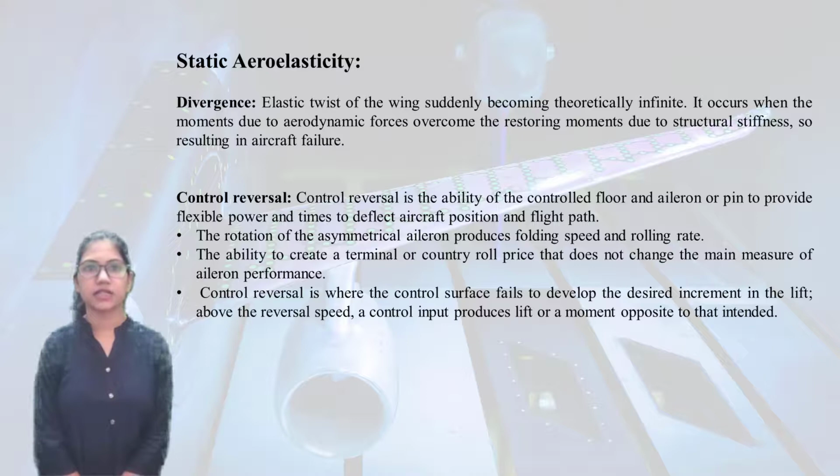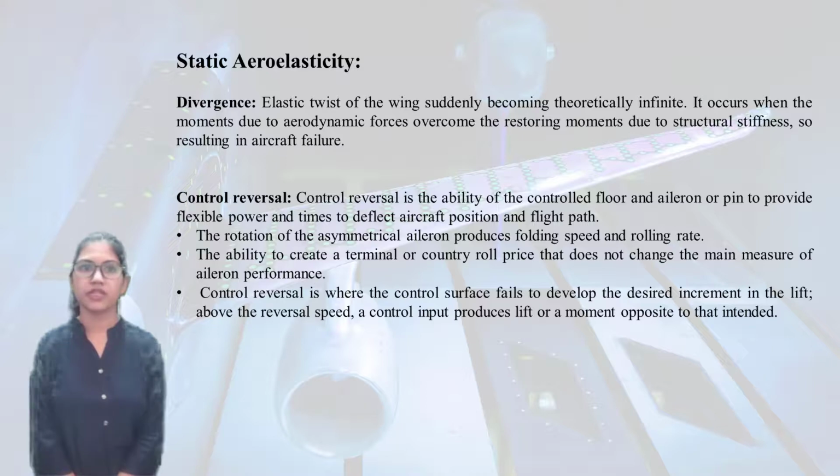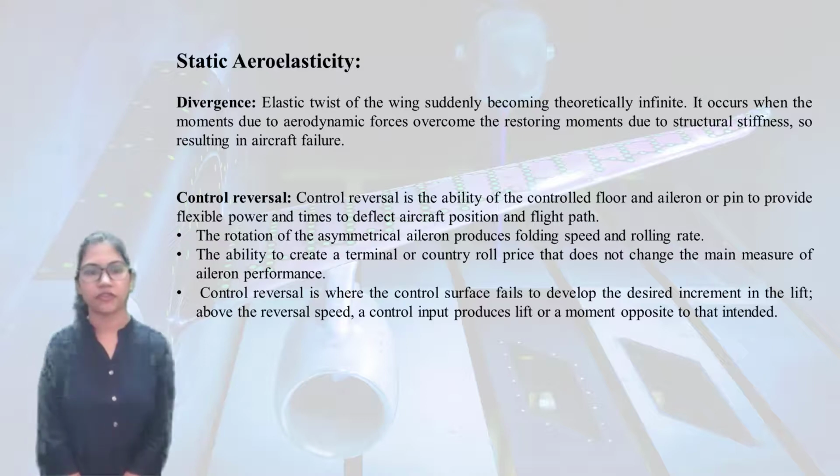Static aeroelasticity is concerned with the balance of steady aerodynamic loads and elastic structural forces. The first static aeroelastic phenomenon is divergence. Divergence is an instability issue. The wing generates more lift due to elastic twist than the structure can resist. For a small input, divergence leads to a large angle of twist. Elastic twist of the wing suddenly becomes theoretically infinite. It occurs when the moments due to aerodynamic forces overcome the restoring moments due to the structural stiffness, resulting in aircraft failure.